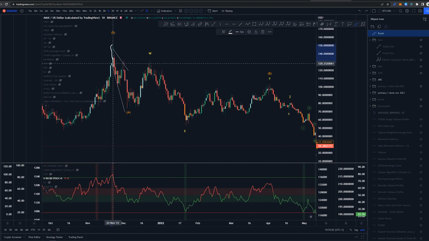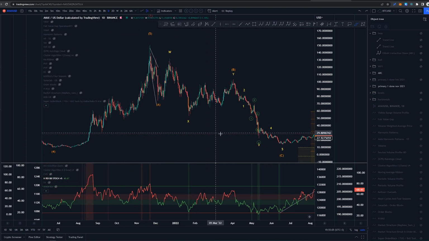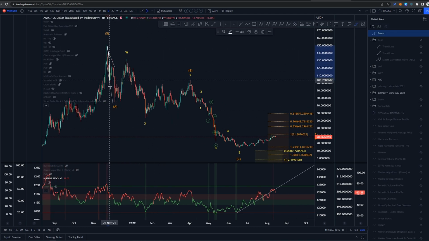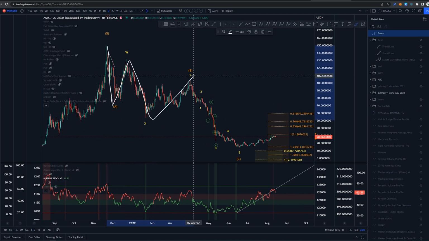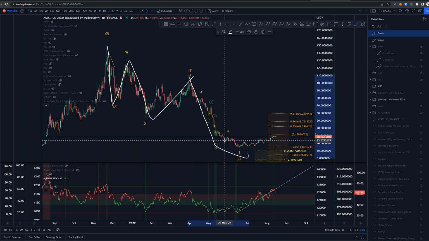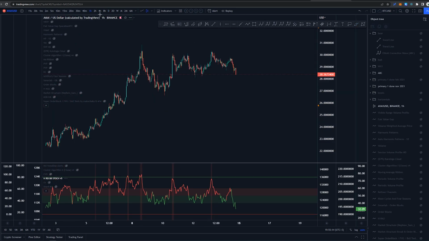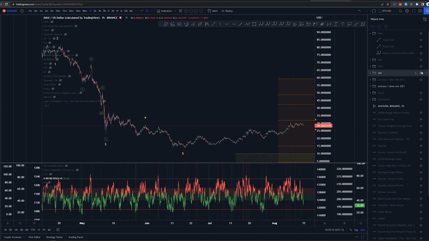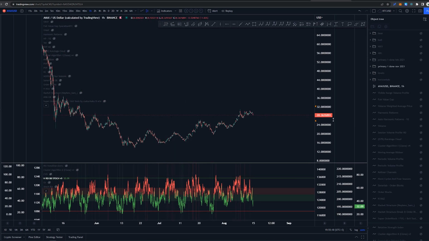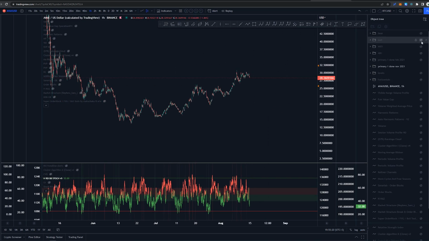However, we would have to use this very ugly diagonal here to create this A, 3-way B, and then 5 ways into C. So that's the higher time frame. Let's jump into the current correction, current structures, what we have here from the very lows.